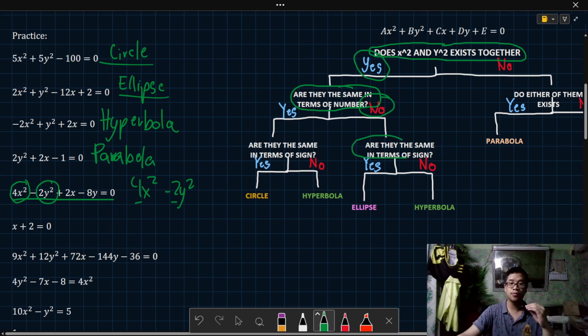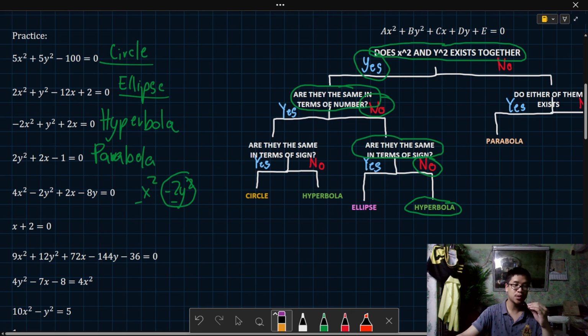Now let's go to the next question. Are they the same in terms of sign? Here, 4x squared is positive and 2y squared is negative. In other words, they are not the same. So to conclude, the answer is hyperbola. The answer for this one is hyperbola. Let me put it here.